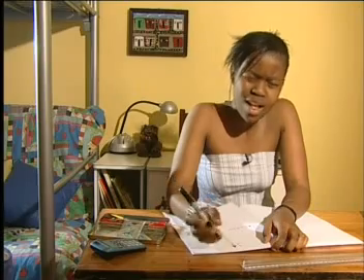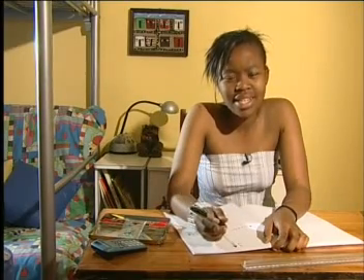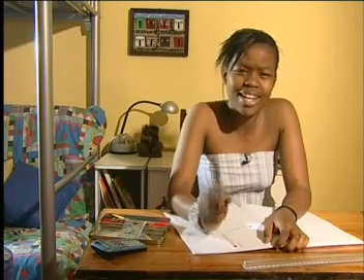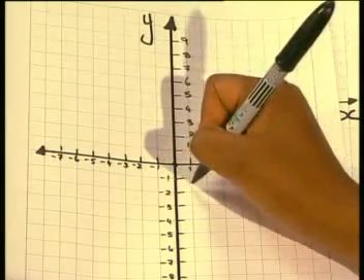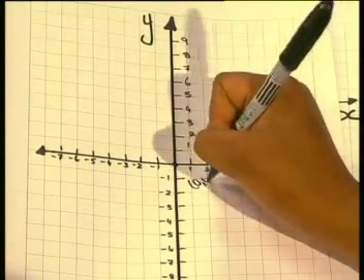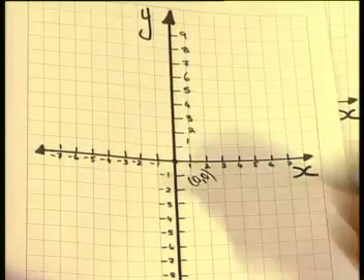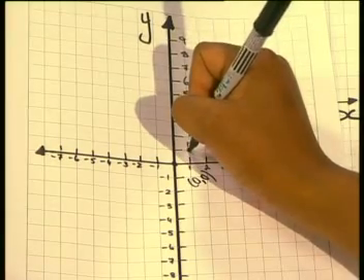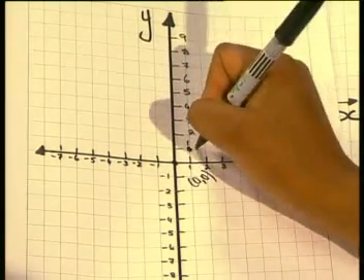The line y equals x is the line where all the points on the line have the same x and y coordinates, right? That's right. That means if x equals 0, then y equals 0. This point is at the origin. If x equals 1, then y equals 1. So I'll plot this point here.